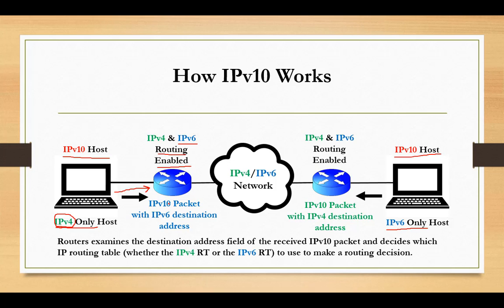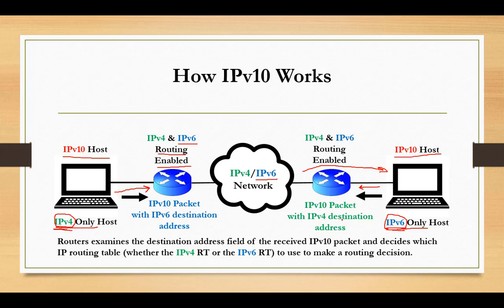If a matching entry is found, it will route the packet through the IPv6 network to the IPv6 hosts, and vice versa. Let's see if the IPv6 host is trying to communicate with the IPv4 only host.